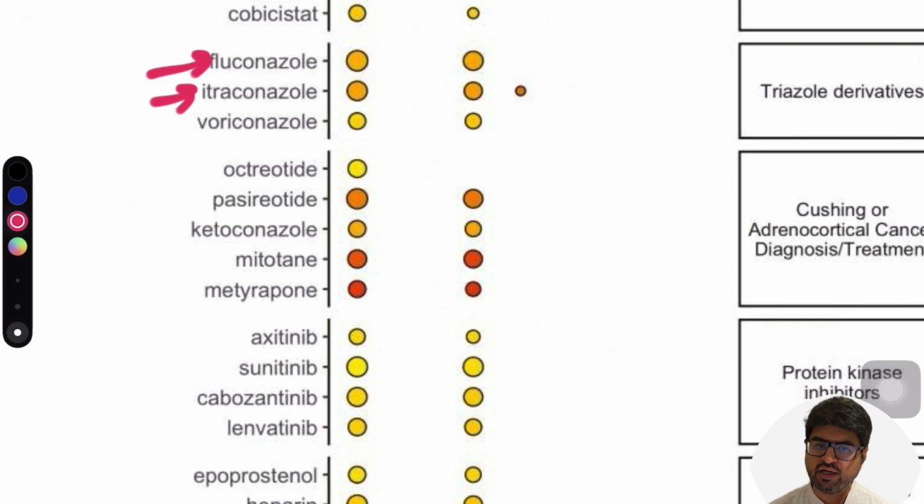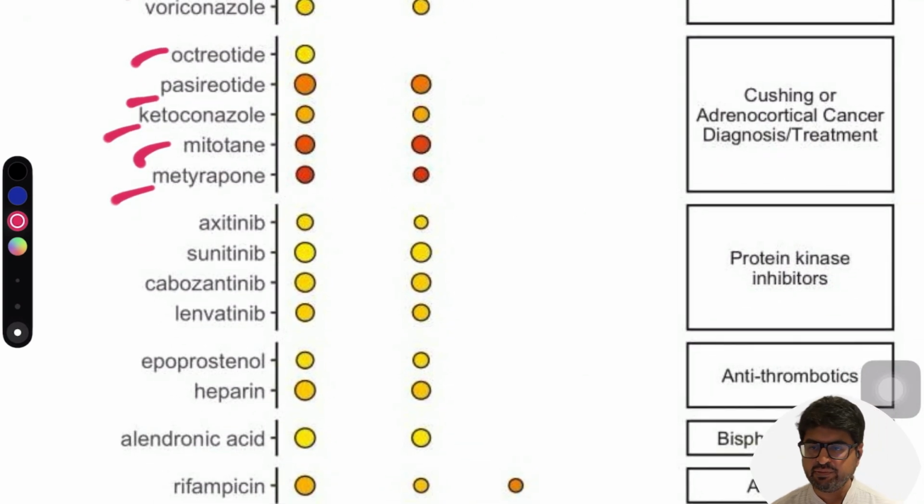Then you have drugs used for Cushing syndrome. Naturally, drugs used in Cushing syndrome will lead to adrenal insufficiency. So you have octreotide, pasireotide, ketoconazole, mitotane, metyrapone, all of these lead to adrenal insufficiency. Protein kinase or tyrosine kinase inhibitors, I told you about another patient today. Today we saw one patient with tyrosine kinase inhibitor induced adrenal insufficiency.